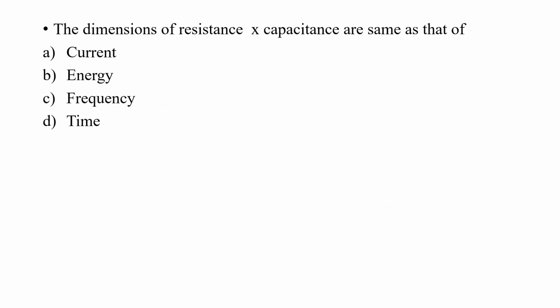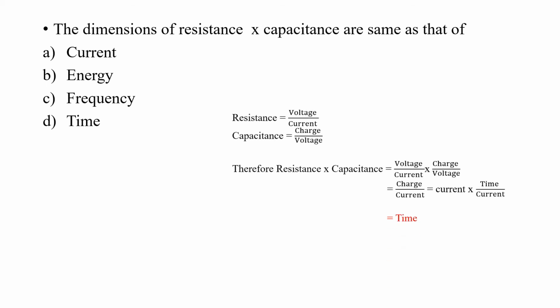Next question: the dimensions of resistance into capacitance are the same as that of what? That is, the product of resistance and capacitance will give a quantity with a dimension equal to what? Resistance is equal to voltage by current and capacitance is charge by voltage. Therefore, the product of resistance and capacitance will be voltage by current into charge by voltage. So voltage gets cancelled off. We get the answer as charge by current.